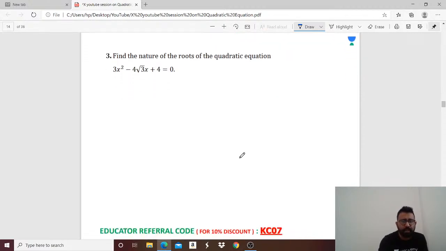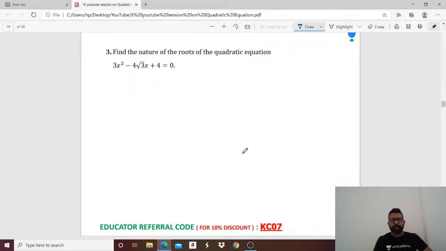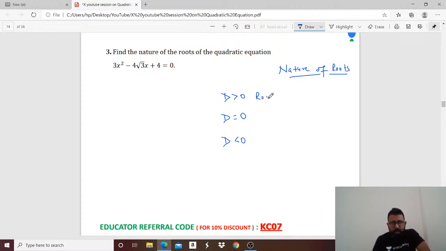Find the nature of the roots of the quadratic equation. So, discussing the nature of the roots, D can be three things. D can be greater than 0, D can be equal to 0, or D can be less than 0, right? We know all this. So for the nature of roots, if D is greater than 0, we say roots are real and distinct. Different roots, real and distinct.